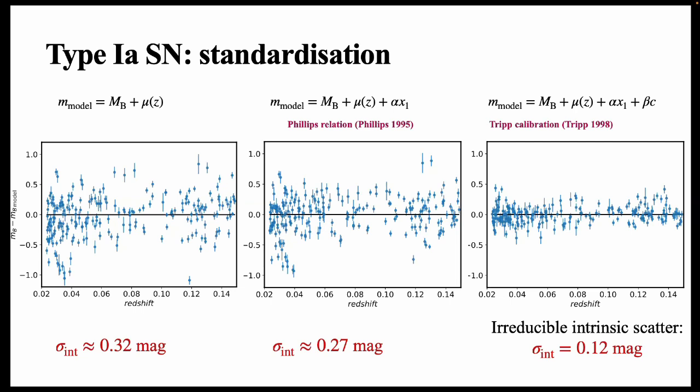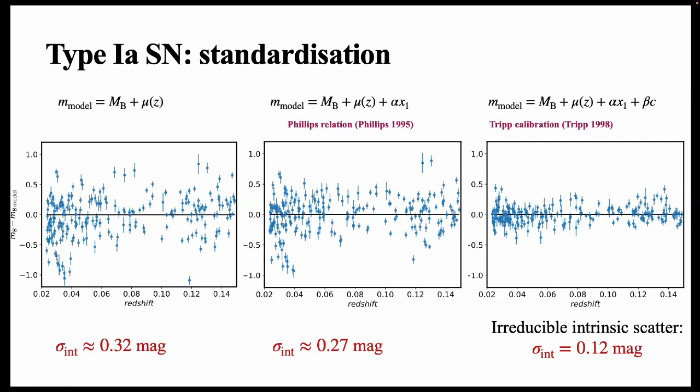You derive distance modulus basically assuming that there is a linear correction in stretch and a linear correction in color. We have a pretty good understanding of the physics behind stretch. Stretch is related to the mass of radioactive nickel, and this correction is related to some kind of extra absorption features, which are generated at the same time. So this is pretty physical. However, color correction is a phenomenological correction.